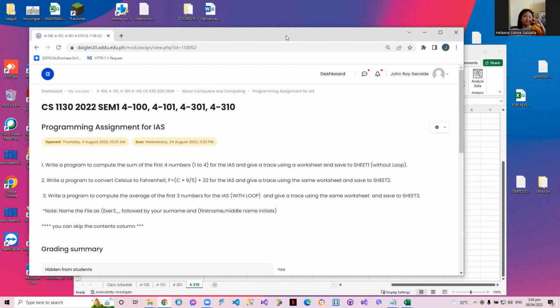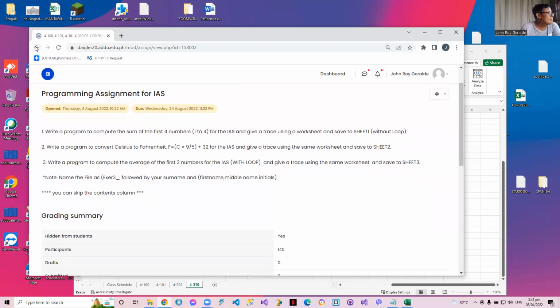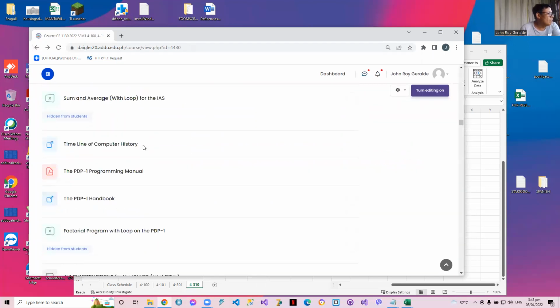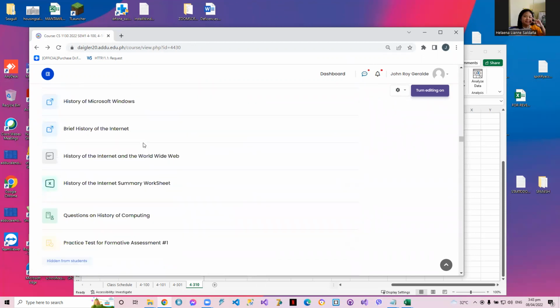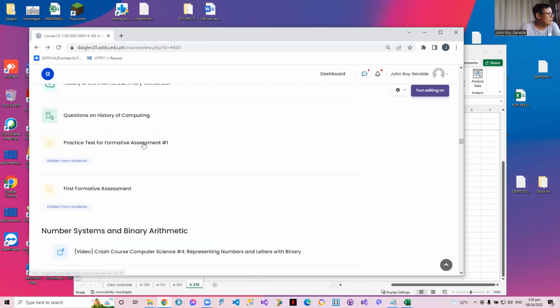Any other questions? Question po, sir. Yes, Elena. Kailan po prelims, sir? Come again? Prelims po, sir. Mag-schedule pa ba ng prelims? Wala nang schedule yan, di ba? But we will have our first formative test soon. Do you follow? Pagkatapos natin ng history of computing, we will have our first formative assessment.